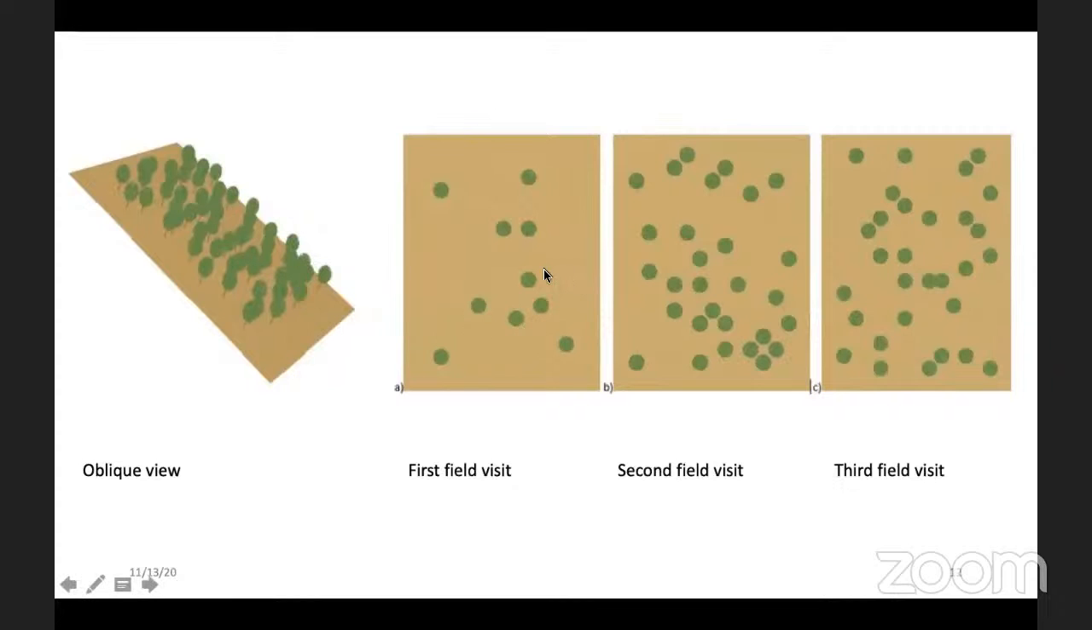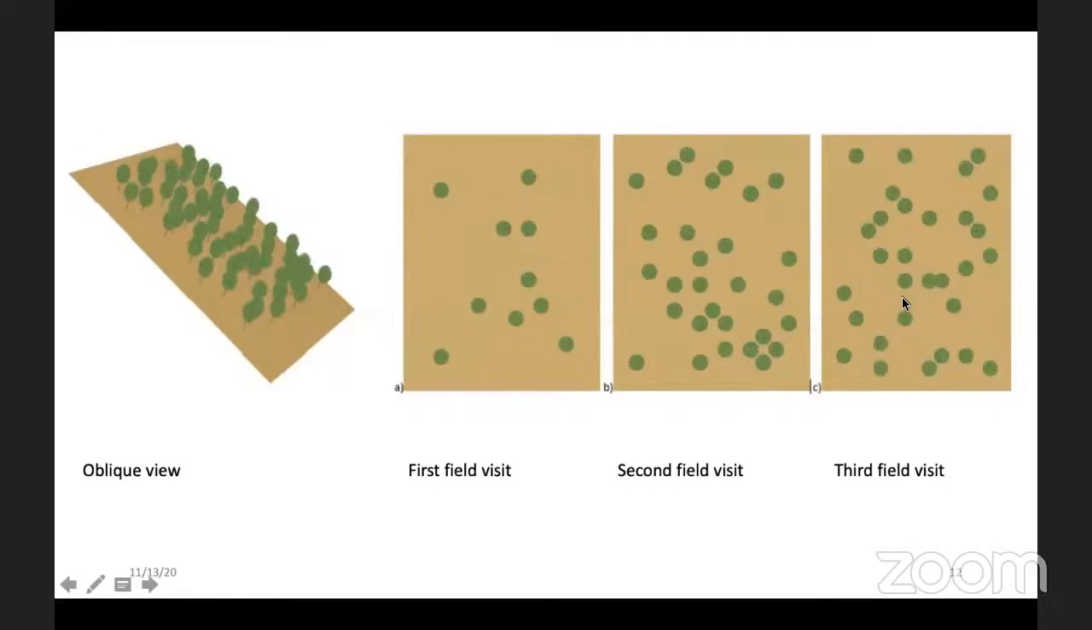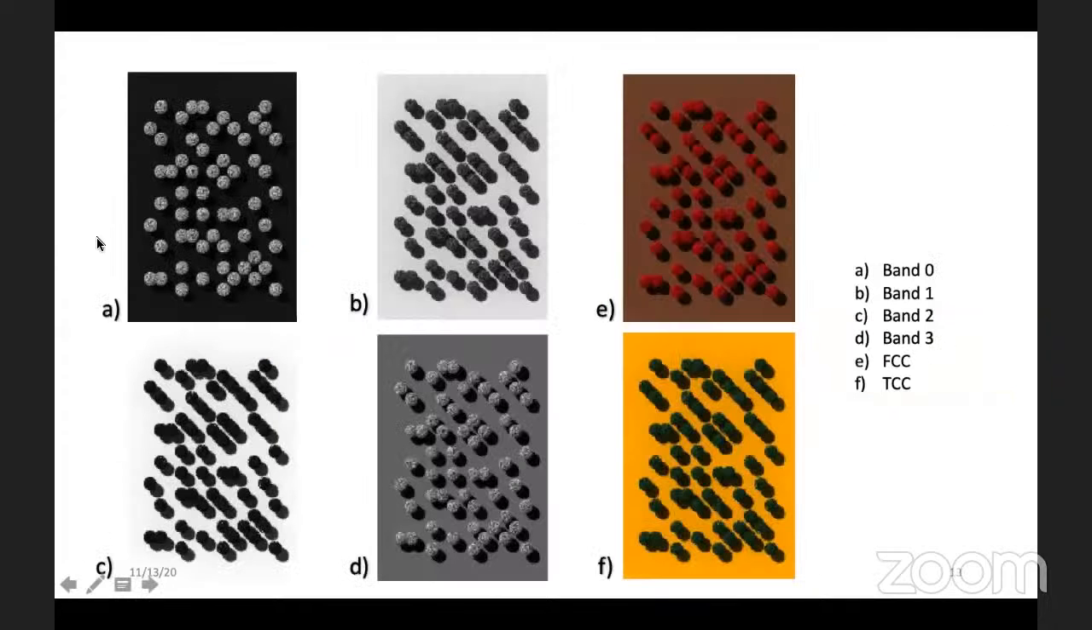Actually, these 70 trees were collected over 3 field visits. First we selected 10, then we selected another 30. Then in the last field visit we collected another 30. So this is a blue band, this is green band, this is red band, this is a near infrared band, and with a combination of the last 3 bands we got FCC, and with a combination of the first 3 bands we got TCC.